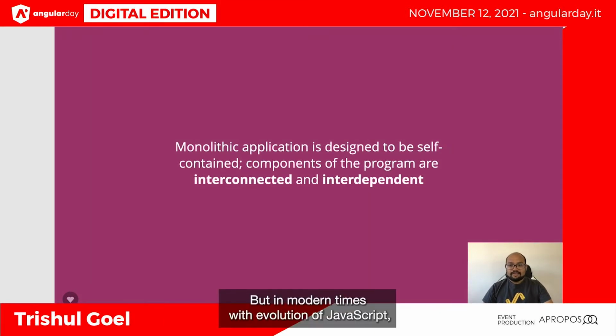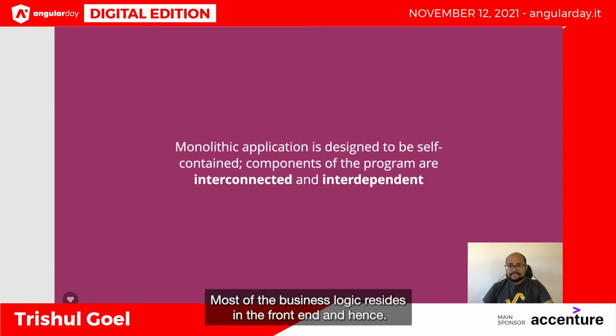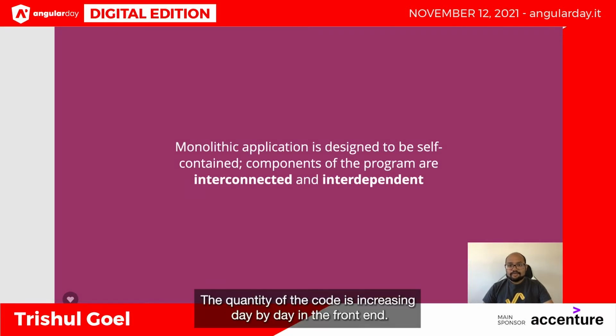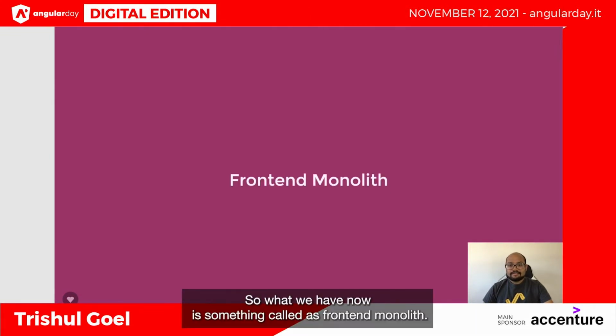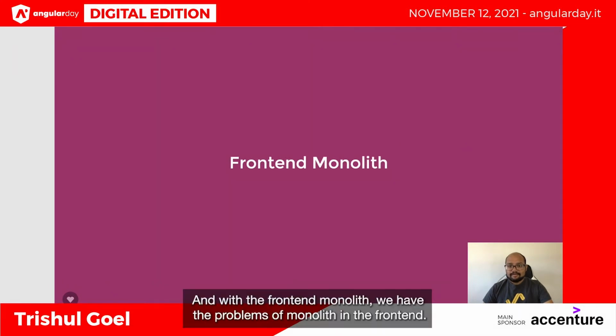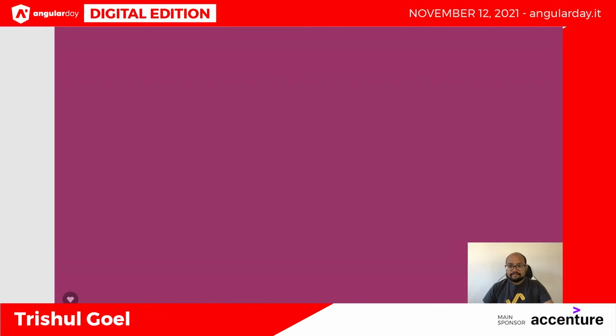But in modern times, with the evolvement of JavaScript, we have way more code in the front end. Most of the business logic resides in the front end, and hence the quantity of the code is increasing day by day in the front end. So what we have now is something called a front end monolith. And with the front end monolith, we have the problems of a monolith in the front end.